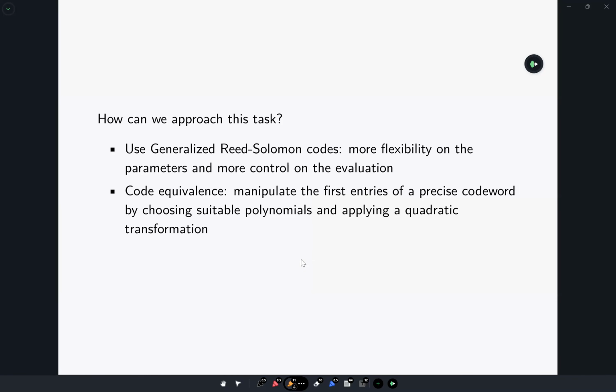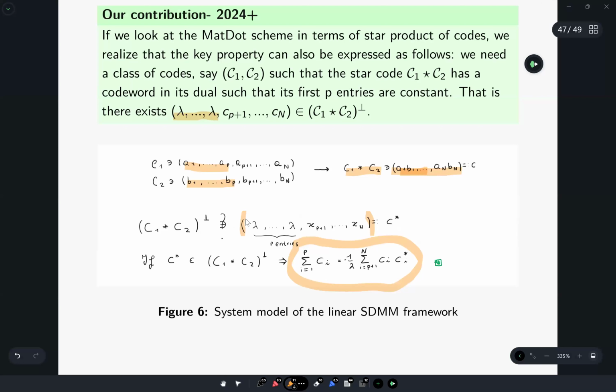We can use generalized Reed-Solomon codes because we have more flexibility on the parameters and more control on the evaluation. However, we also need the code equivalence because we don't want just any lambda to be here. Basically, if we don't have that, we need to use linear code equivalence in order to have lambda here. But since we want the first two codes to be equivalent to the star product of the code we obtain, we need a quadratic element here.